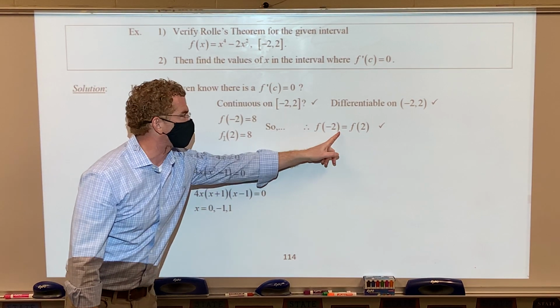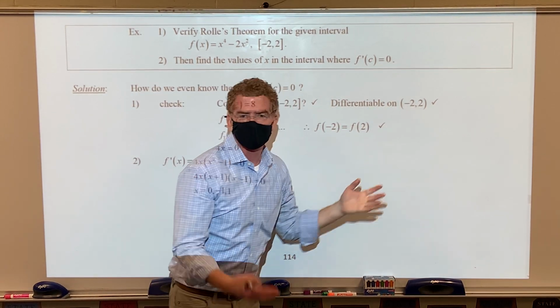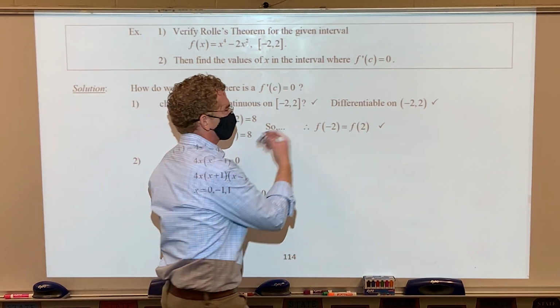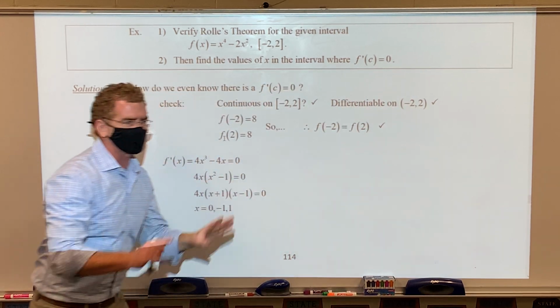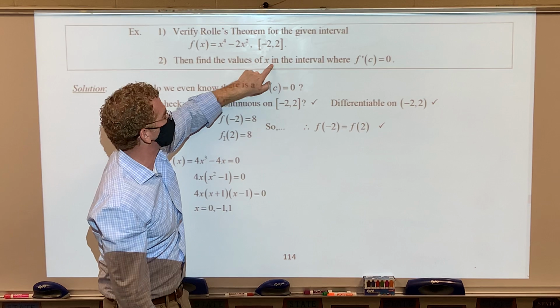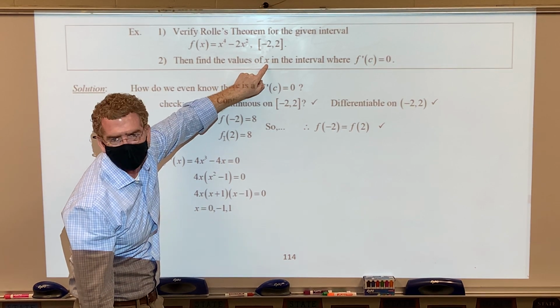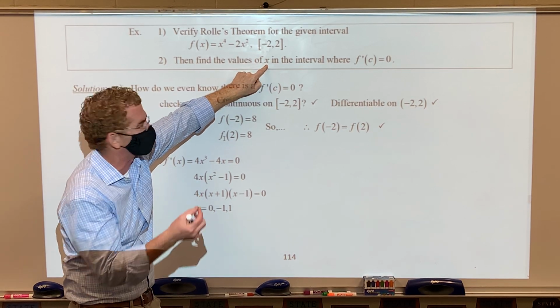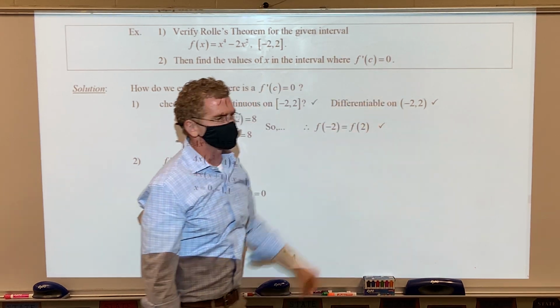But because I verified that, I've gotten points for it. This is maybe a 3-point problem on an AP test. Verified, check, check, check. I know that that's going to be true. So that would be the verification. And then it says find the values of x, which they could call c also, right? It's some x value on that interval where the derivative is 0.